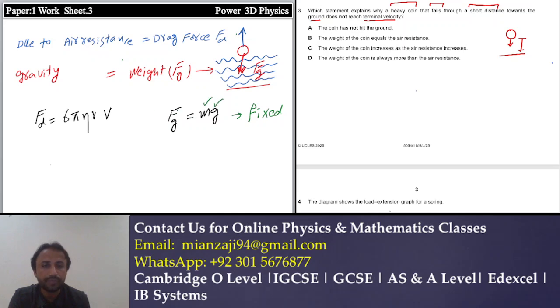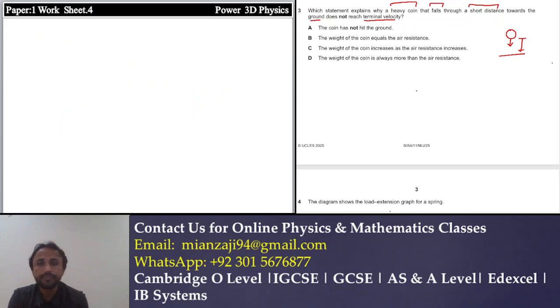This force is fixed. As the coin is falling, there will be no variation in this force, but there will be variation in the drag force, as it depends upon the speed or velocity of this coin. This part is a constant. This is 6, this is pi, this is eta, the viscosity of the air, and r is the radius of this coin. It means overall this factor, 6 pi eta r, is constant. Only velocity is varying, so drag force is varying. How is it varying? Let me show you once again.